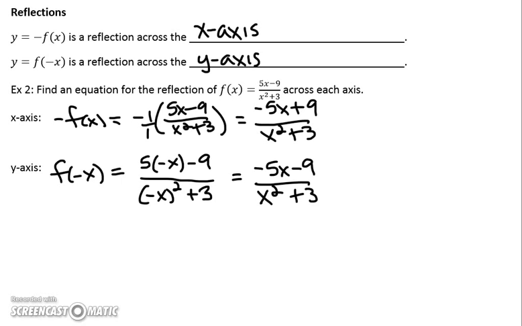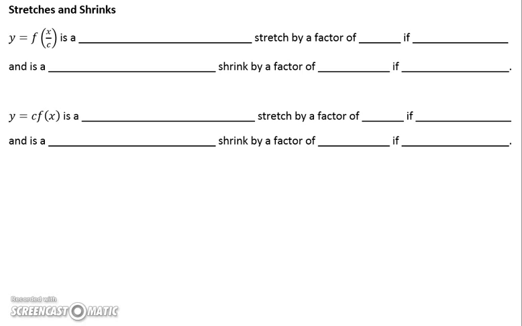Alright, so that takes care of reflections. There's one more thing we're going to talk about, and that's going to be stretches and shrinks. Now these can work 2 different ways. So if we have y equals f of x divided by c, that's going to be a horizontal stretch of factor c if c is greater than 1. So if c is greater than 1, then we are going to have a horizontal stretch. So we're going to stretch left and right.